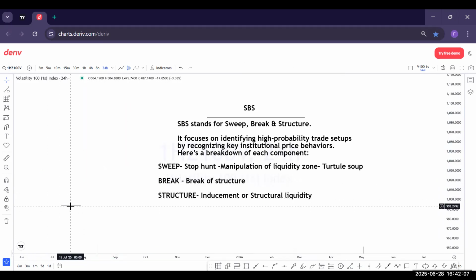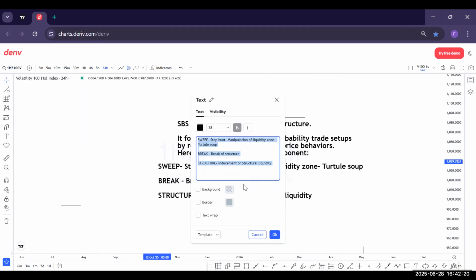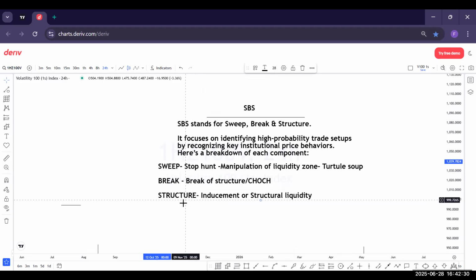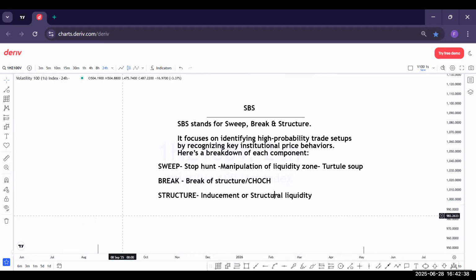All right. So now, SBS in summary is sweep, break, structure. The sweep here is liquidity hunted. The break here means structure shift. It's either the break of structure or the change of character, so you can call it the market structural shift. Then the structure here has to do with liquidity, inducement liquidity. Having this makes you be in a safer place to take trade. Why the SBS? Why the SBI, however we can call it?